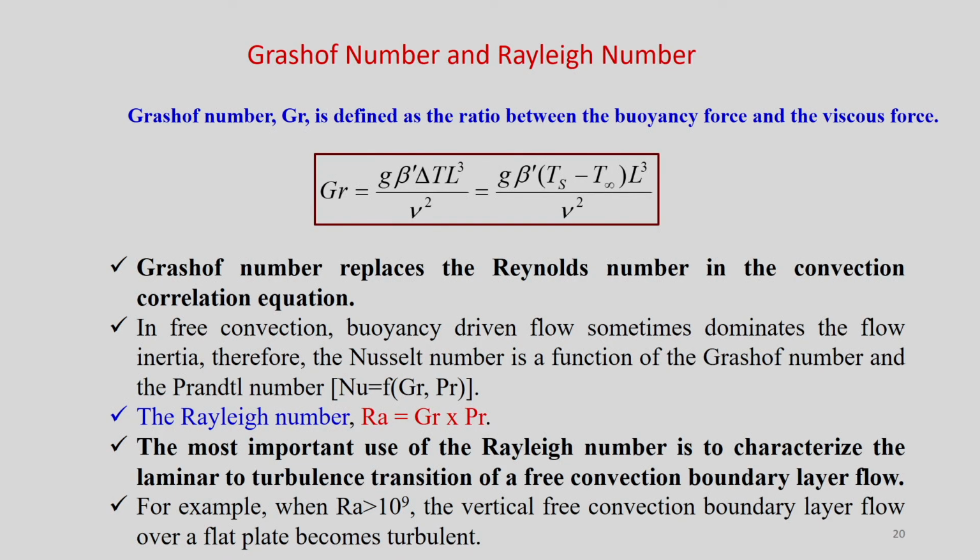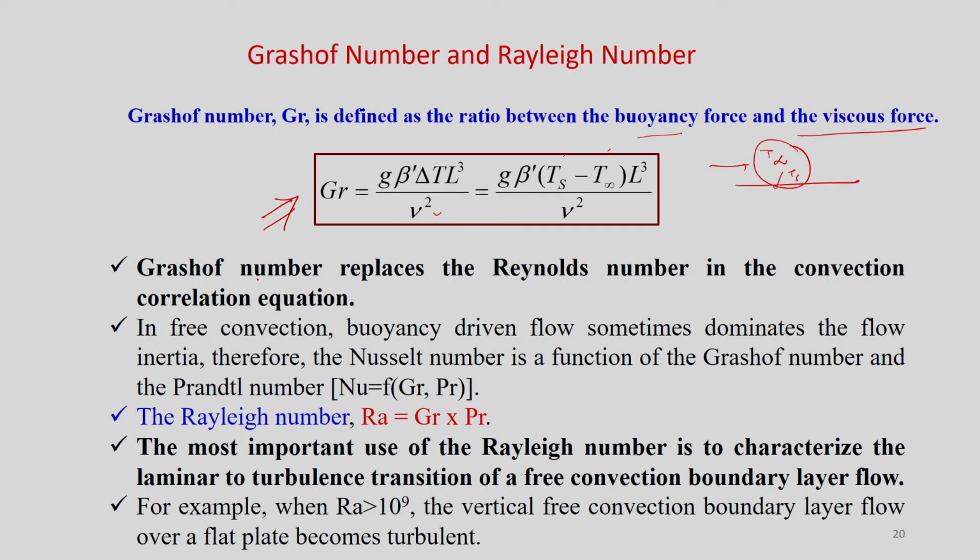And finally, we must know what the Grashof number is. The Grashof number is defined as the ratio between the buoyancy force and the viscous force. Mathematically, it can be represented as Grashof number equals g beta dash delta T L cube by nu square. Here delta T is nothing but Ts minus T infinity. If a plate is maintained at some temperature and the free stream flow is at a certain temperature, this temperature difference you need to consider.